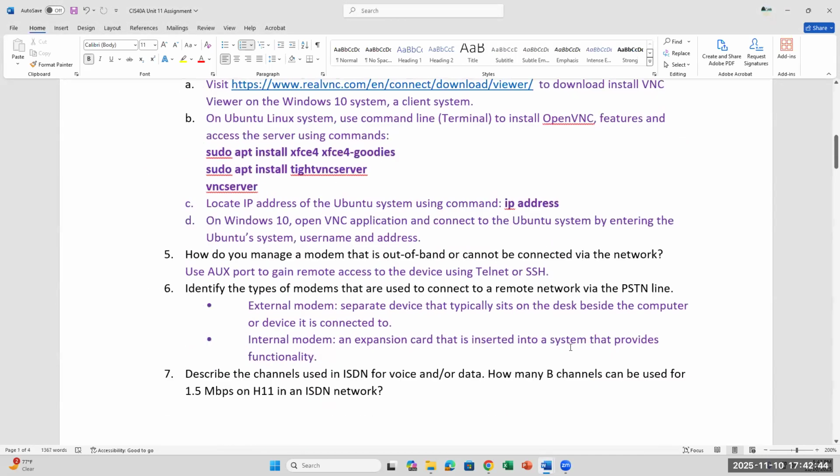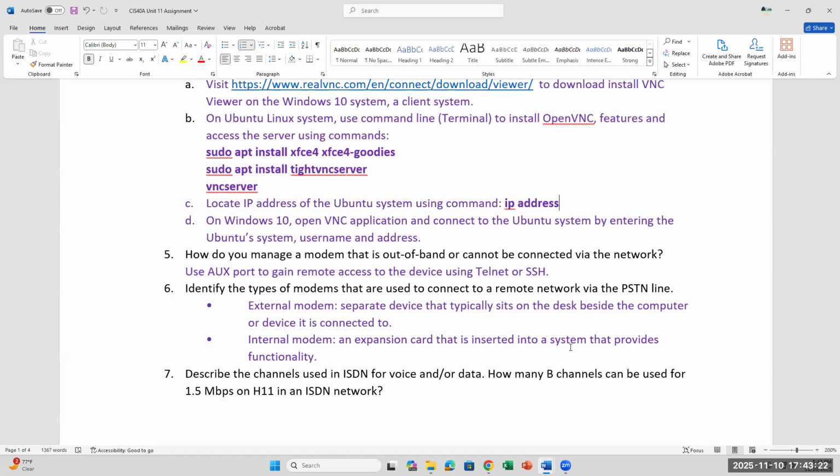So in the next few questions, number 5: how do you manage a modem that is out of band and cannot be connected via the network? You would use the AUX port, and this allows you to connect remotely using Telnet or SSH. So when you troubleshoot a modem that is out of band, we would use the auxiliary port on that particular system to be able to connect.